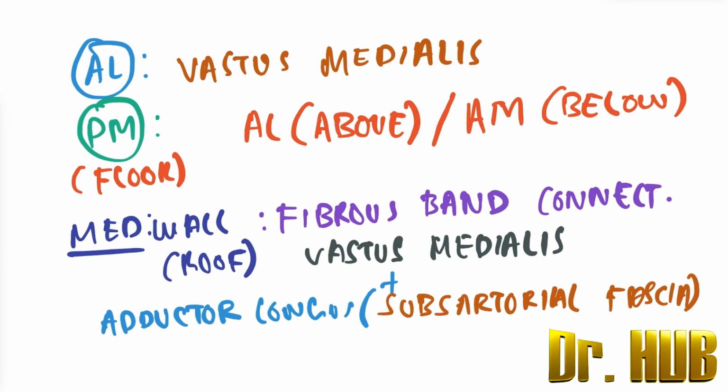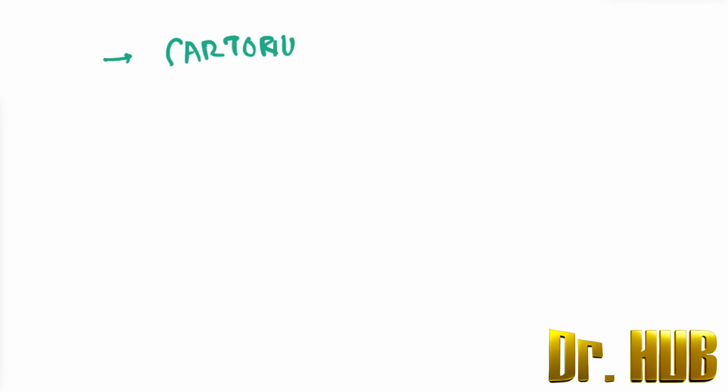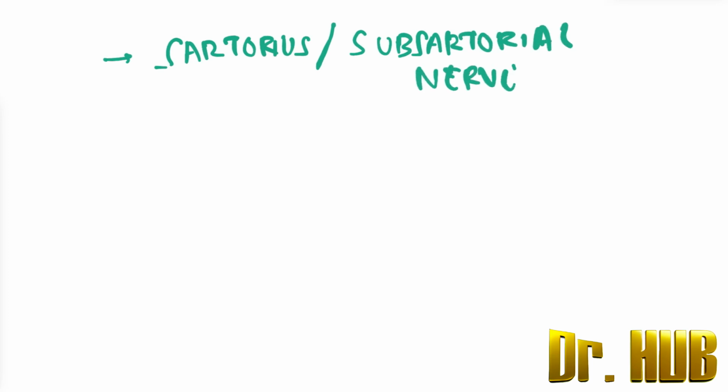Then there are some other structures as well. In the medial wall, the roof, we discussed the fibrous band connecting the vastus medialis and the adductor longus. Then comes the presence of the sartorius as well as the subsartorial nerve plexus.